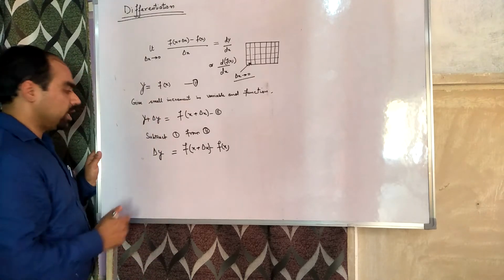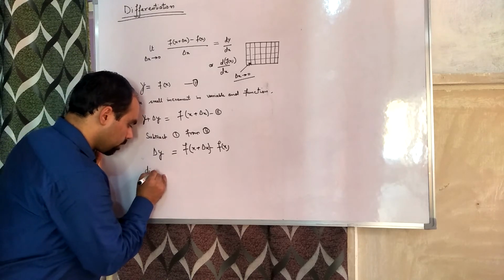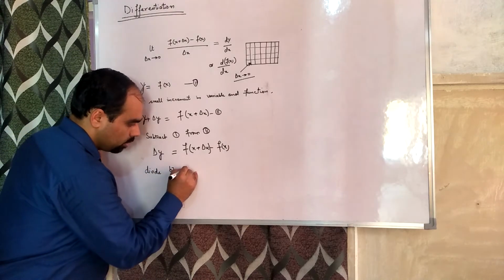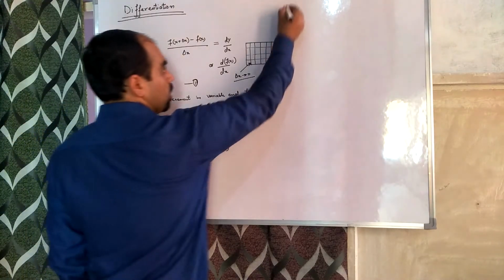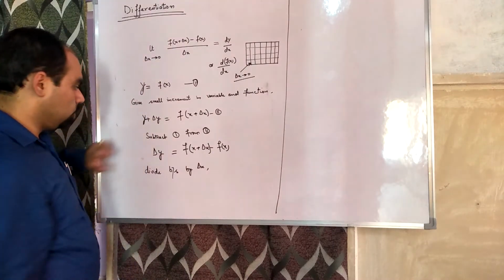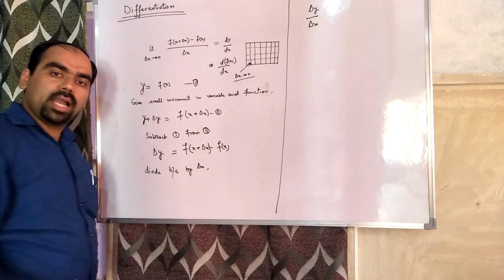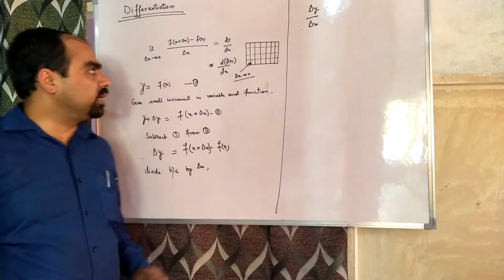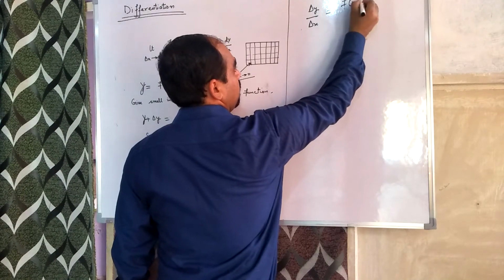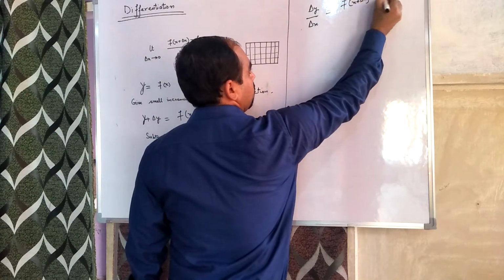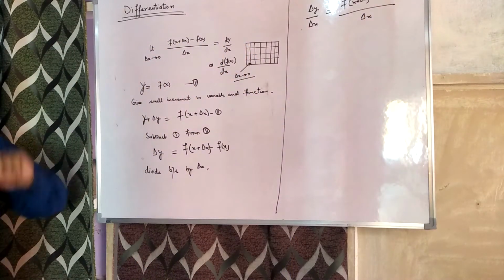So what is your derivative? That is, divide both sides by delta x. When we divide both sides, what are you going to get? You are going to get delta y by delta x. One is the small increment in function, the other is the small increment in variable, equal to f of x plus delta x minus f of x upon delta x. Same thing is happening over there.